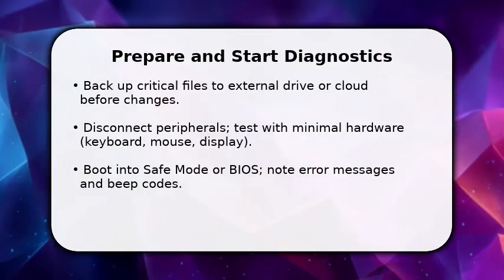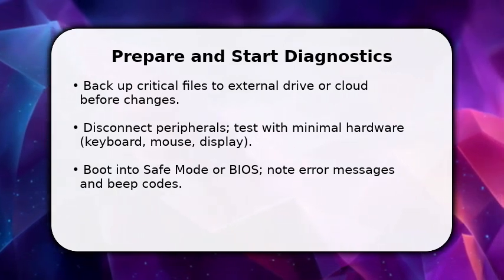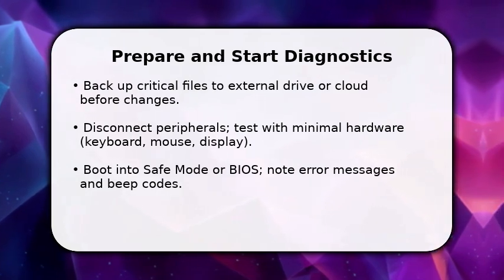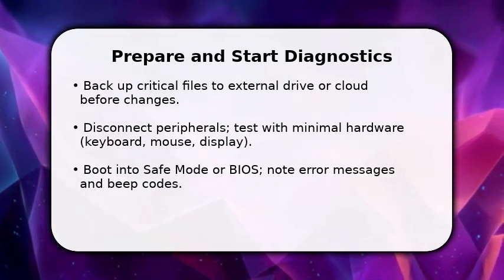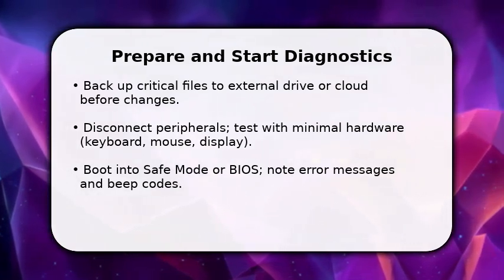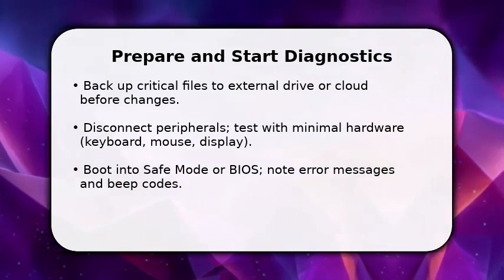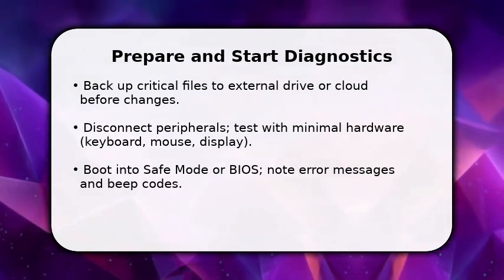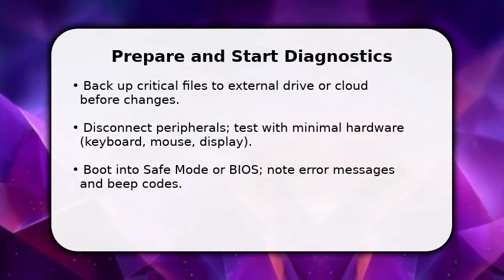You begin by securing your data and narrowing variables. Back up important files to an external drive or cloud, then unplug all non-essential peripherals. Once done, force a reboot and enter safe mode or the BIOS to capture any error messages or beep codes. Make sure to record those codes and the last action before the crash. They guide the next steps. This fast triage saves time and prevents accidental data loss, so act now and keep observations precise.